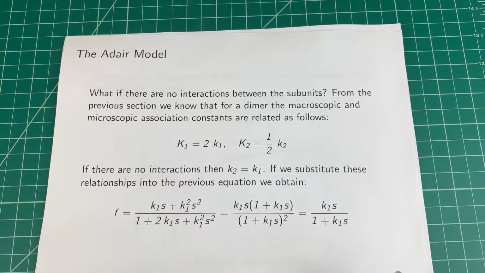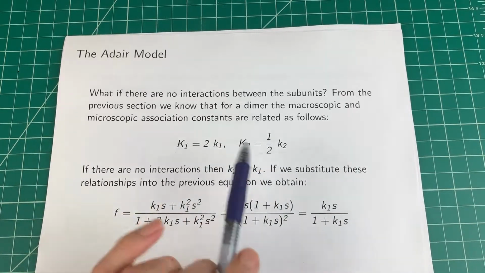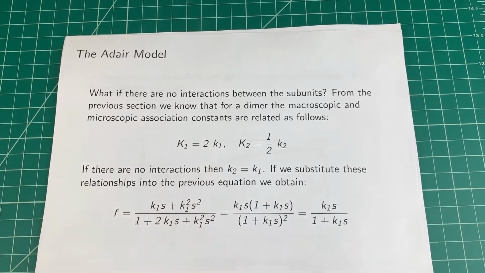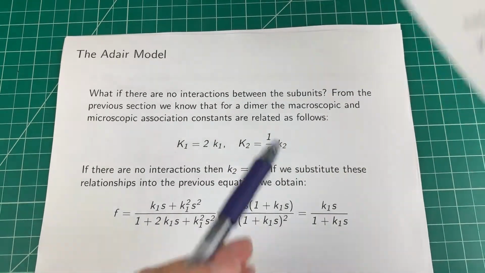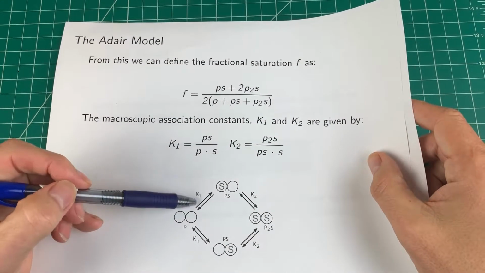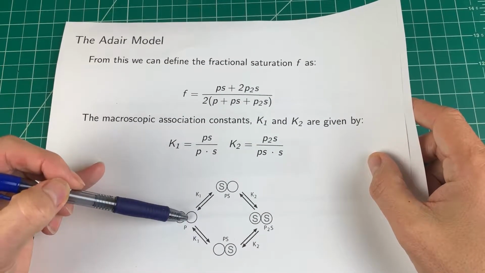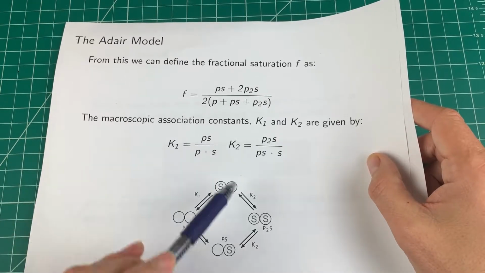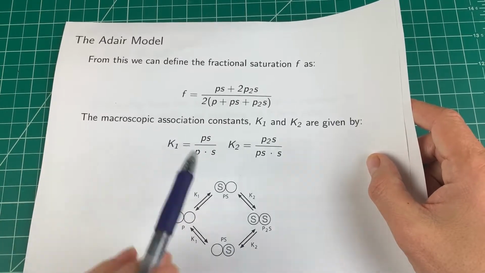Now, if there are no interactions, then we know that K1 will equal K2. So K1, let me show the figure. K1 is the binding of ligand from here to here and here to here, and K2 is the binding of ligand from here to here and here to here.